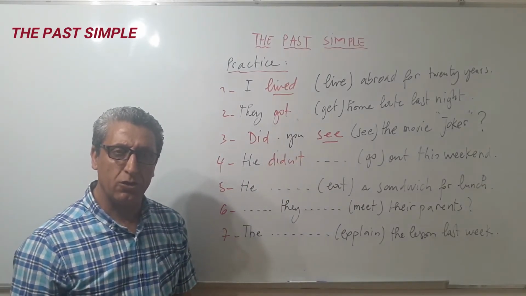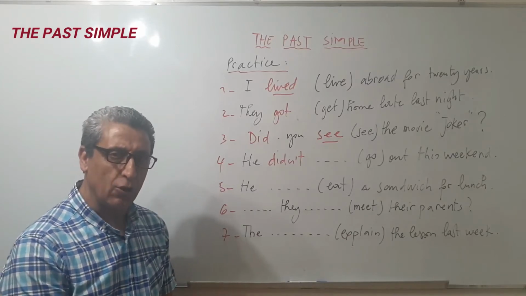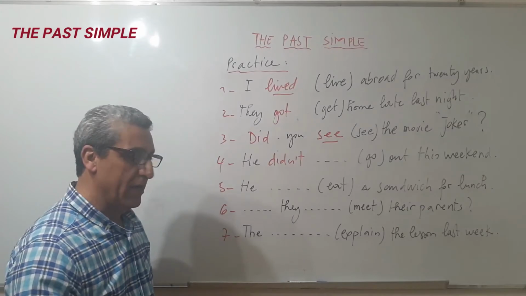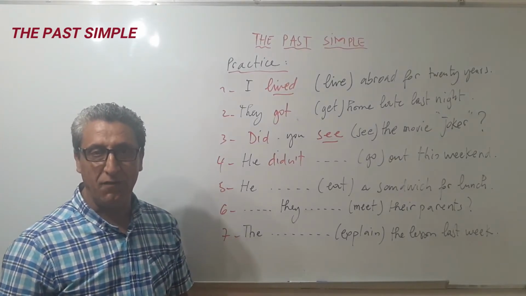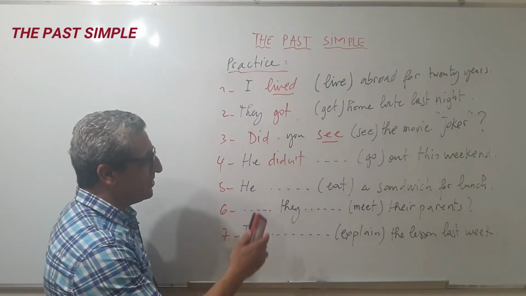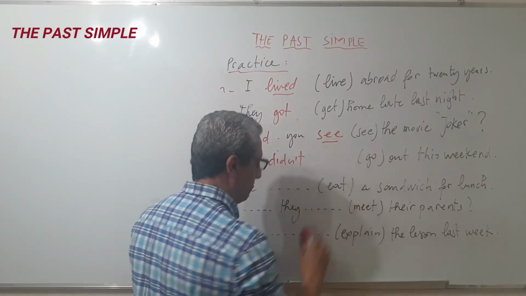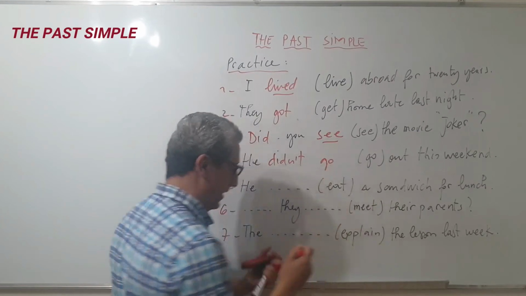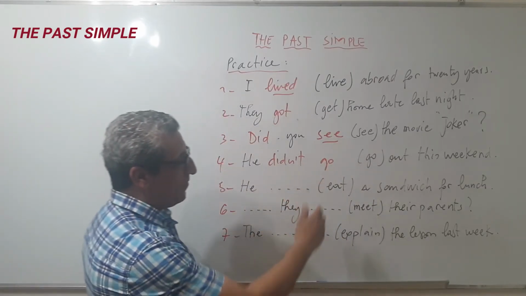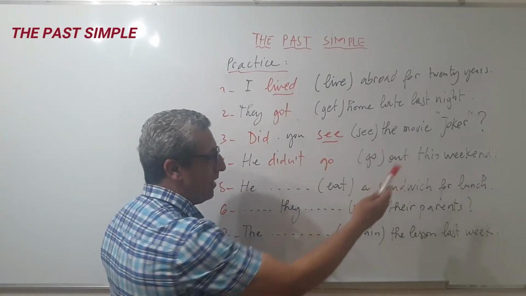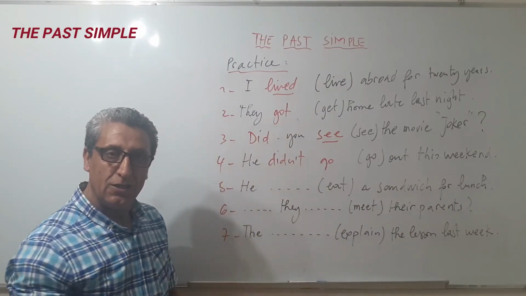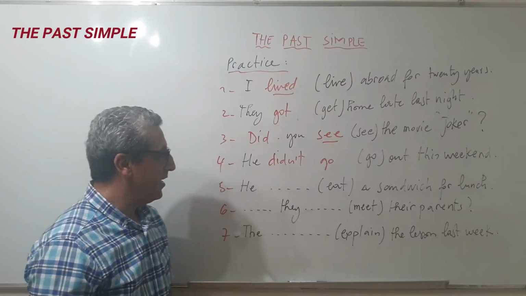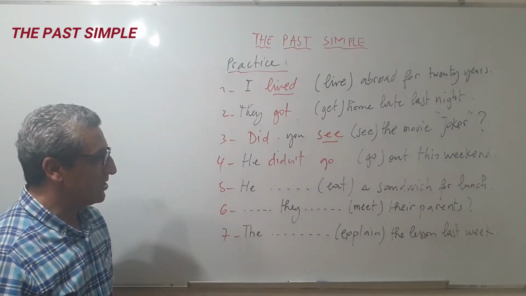So what are we going to do with the verb? Conjugate it or leave it in its infinitive form? Yes, very good. We leave it in its infinitive form. So he didn't go. No change. He didn't go out this weekend. To go out means to go to the restaurant, to the cinema. So on the weekend people don't stay home, they go out. He didn't go out this weekend.